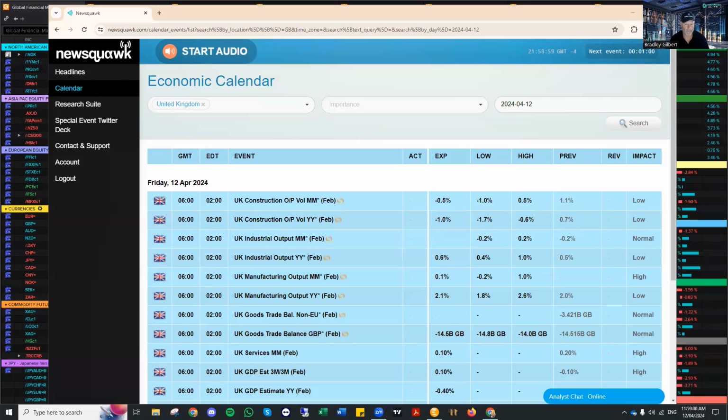Okay, traders, now I just want to give you a quick beginner's guide to trading the economic data. It's a pretty simple concept once you understand what you're looking at. Now, I've got here the New Squawk event calendar.